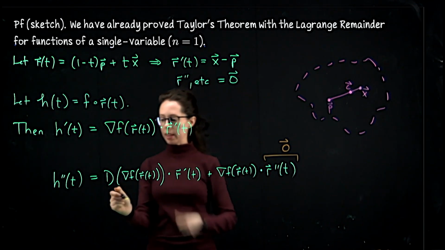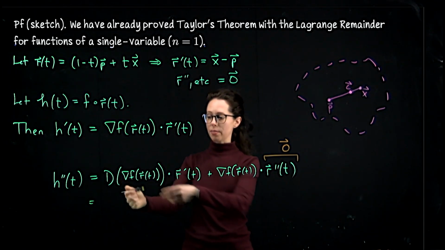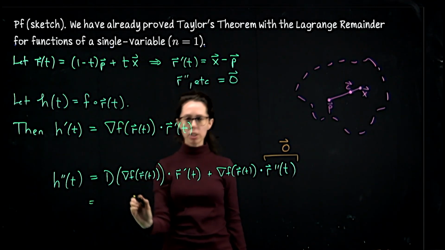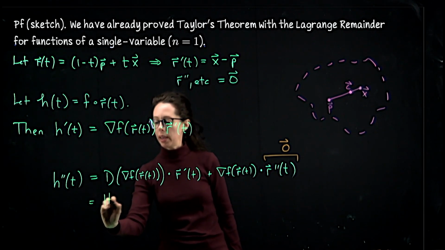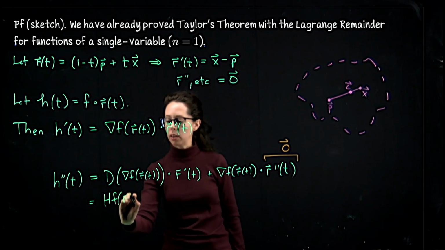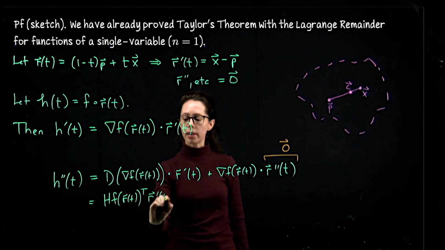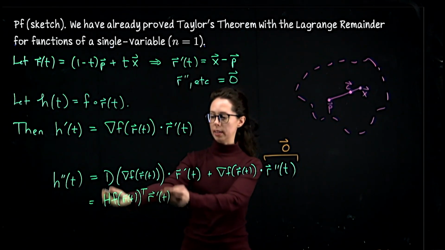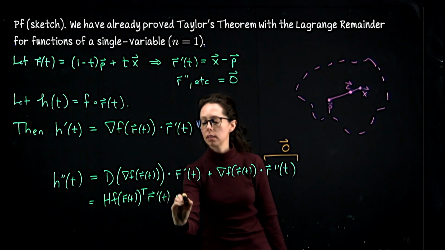Now this is exactly the form that we used to derive the Hessian matrix. We said that if you differentiate a gradient, you get the transpose of the Hessian. So that's going to be the Hessian of f evaluated along r of t, transposed, times the velocity vector r prime. That is the chain rule applied to this composition, dot the velocity vector.